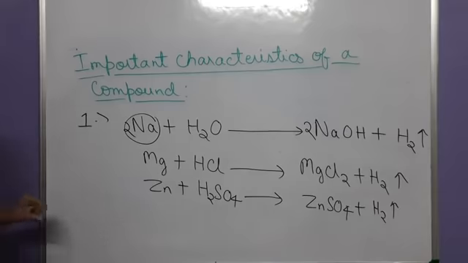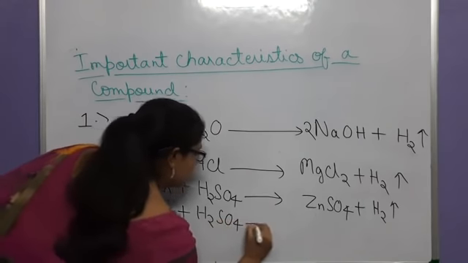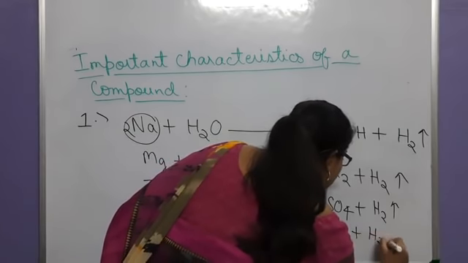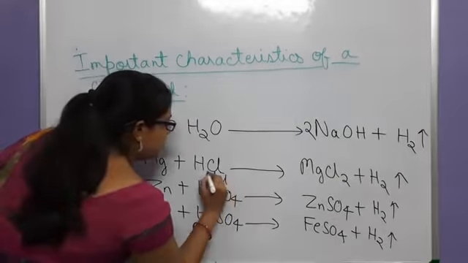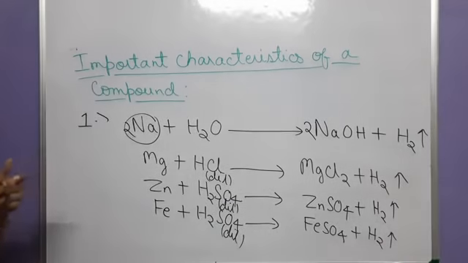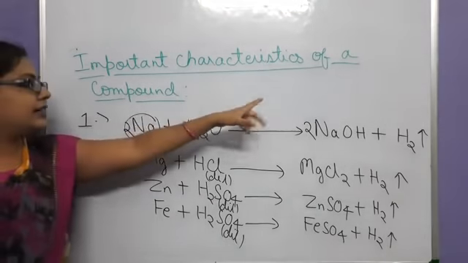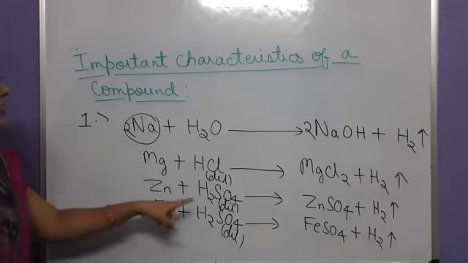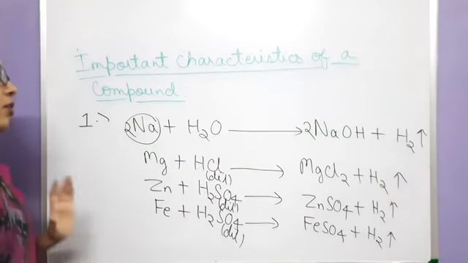Okay. One more example is there. Iron, when it reacts with sulfuric acid, then we get iron sulfate and hydrogen gas. Okay. So these acids are dilute acids. In every case we have used dilute acid. So these are the various methods by which we can get hydrogen gas, either by the action of active metal on water, or by the reaction of metals such as magnesium, zinc and iron with the dilute acid. So all these are what? These are chemical methods only.